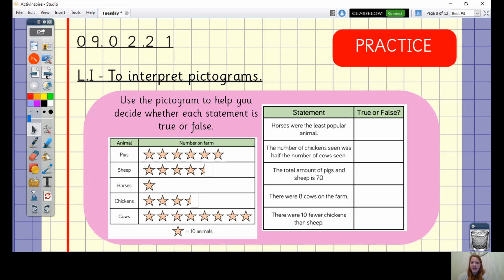So make sure you pause the video here. You can take your time going through each statement at a time and working out whether you think it is true or whether it is false.